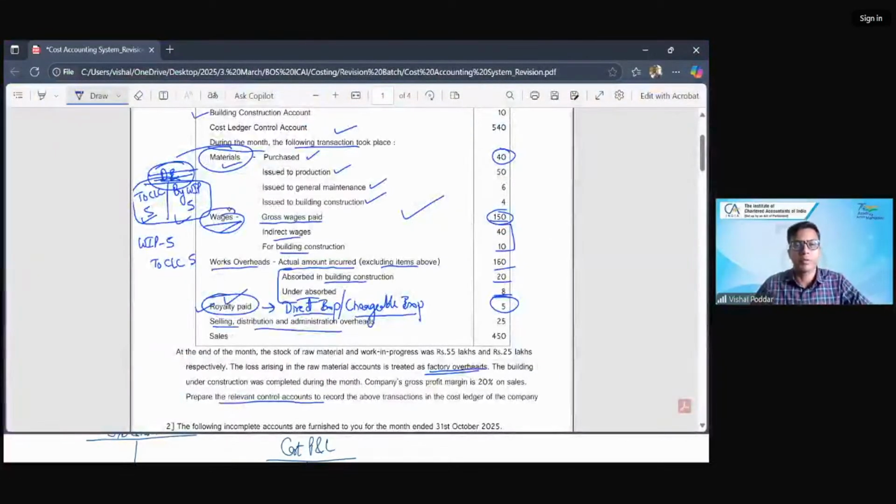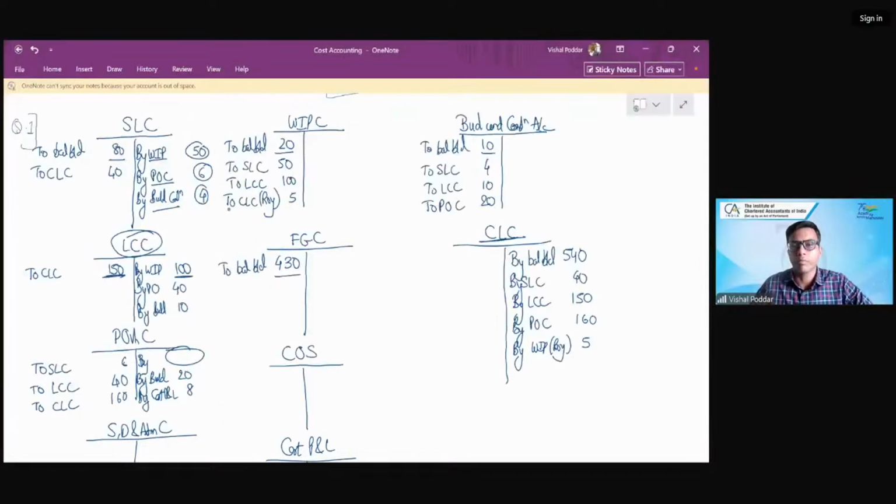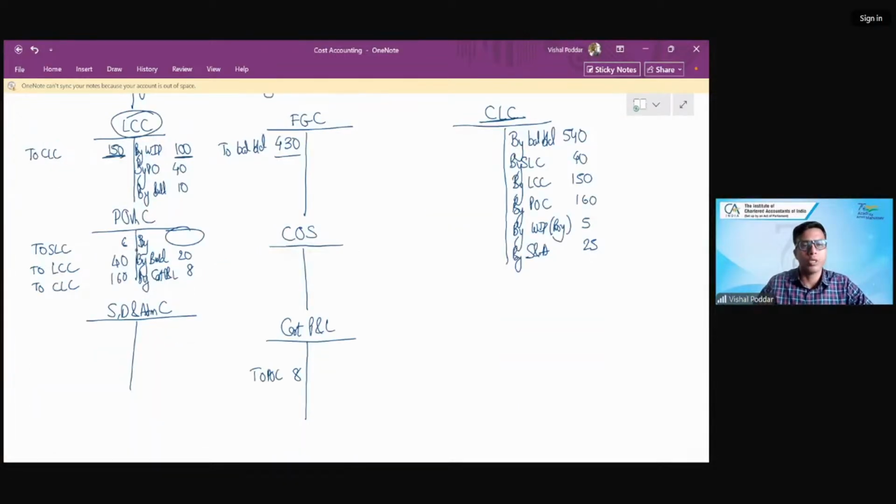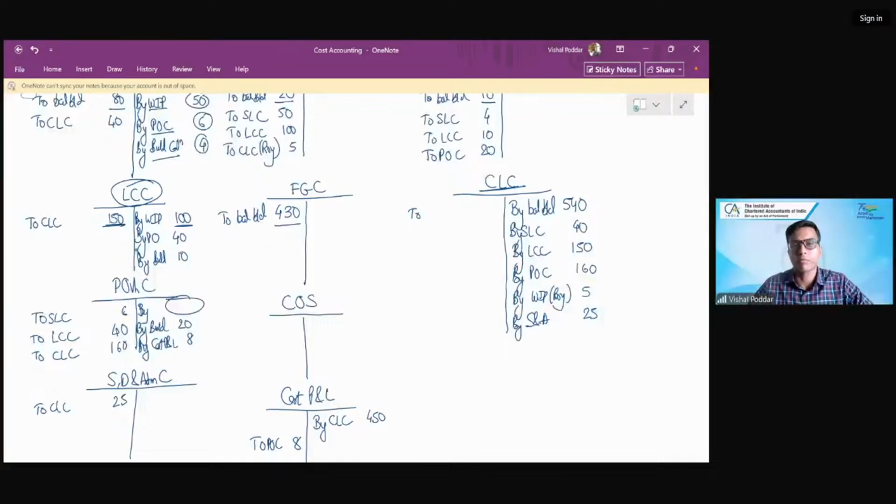Okay. Now, selling and administration 25 and sales 450. By selling and administration 25 to CLC 25. Now, sales is directly posted to P&L. So by CLC 450 to cost P&L 450. Correct, students?